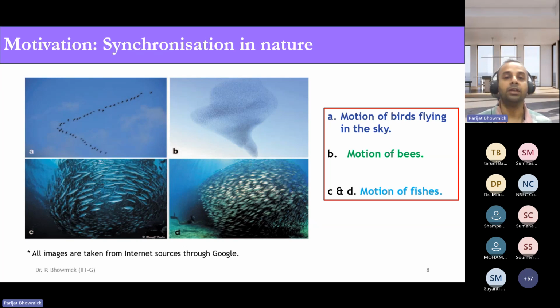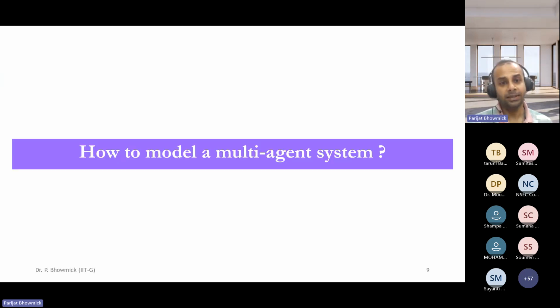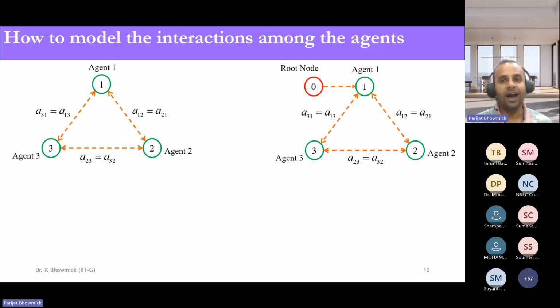That is where we saw these few examples of the birds flocking together, the motion of the bees, the motion of the school of fish, and the ants. There are just many natural swarms. Then the main theoretical question that comes is how to model a multi-agent system.